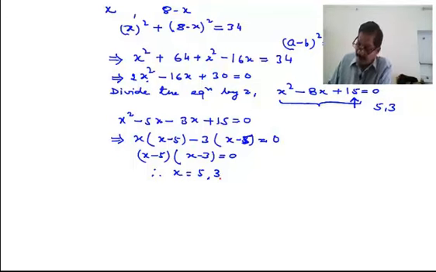Two roots I have obtained. Now again see what my x is. My x is one number. So one number is 5 and another number is 3.